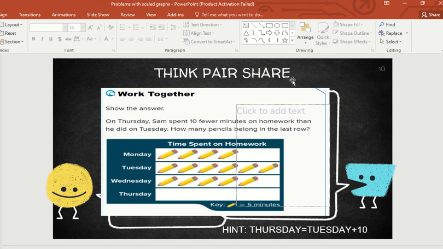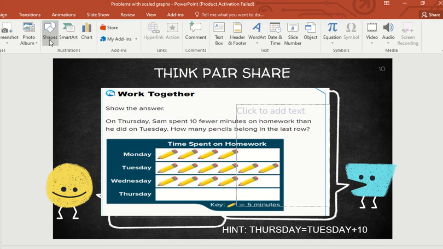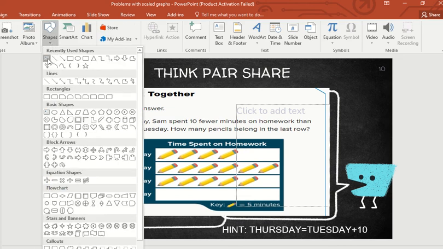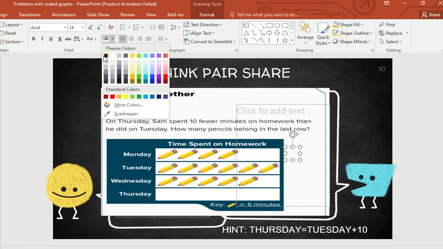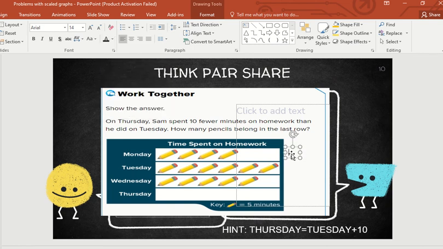Now it's a question from you, boys and girls. You will be doing your work by yourself on all these questions. For example, you will check on Thursday, I did not read it all out. Time spent on homework on Monday. For one pencil, 5. So I can help you with the numbers. Let's check for Monday how much time was spent on homework. So 5, 10, 15, and 20.